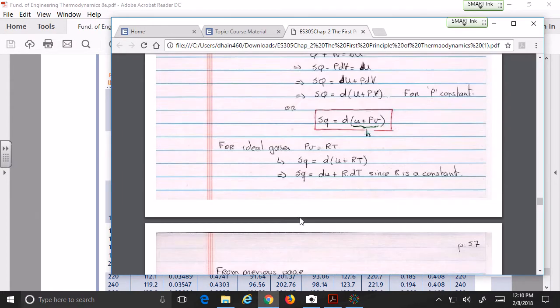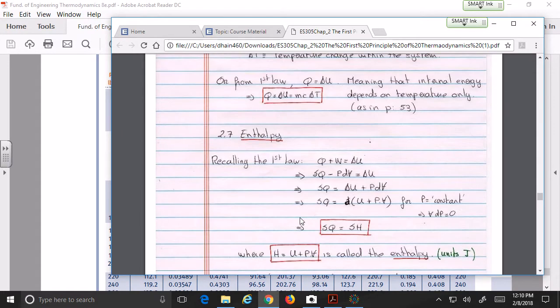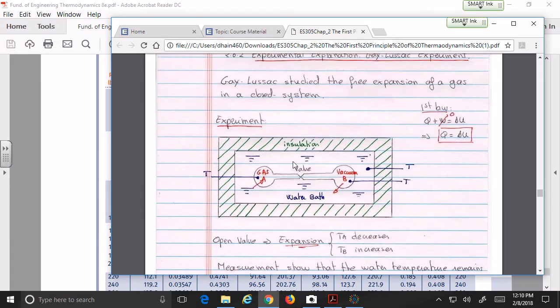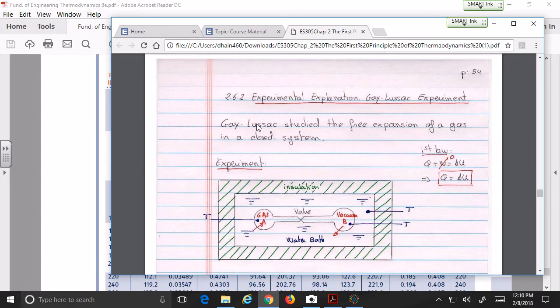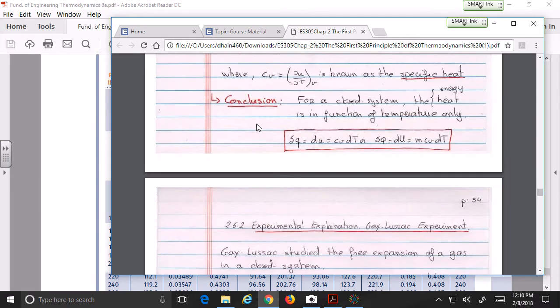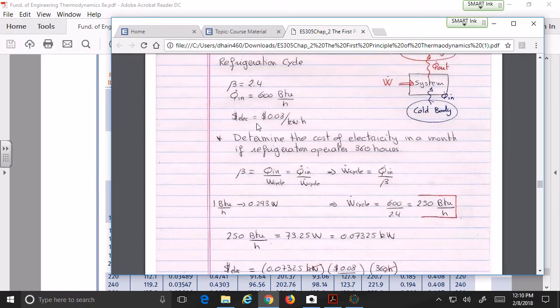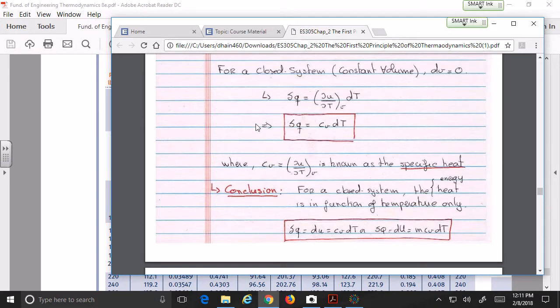So over here, what's this? Oh, it's good. So you see, that was the experiment of Gay-Lussac. I think it was two S's instead of one. You see, I simplified all that stuff.